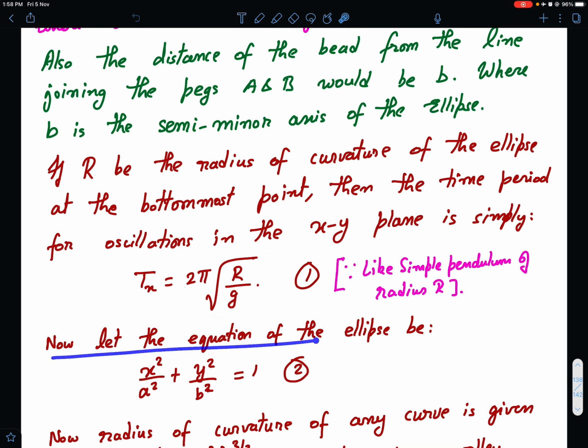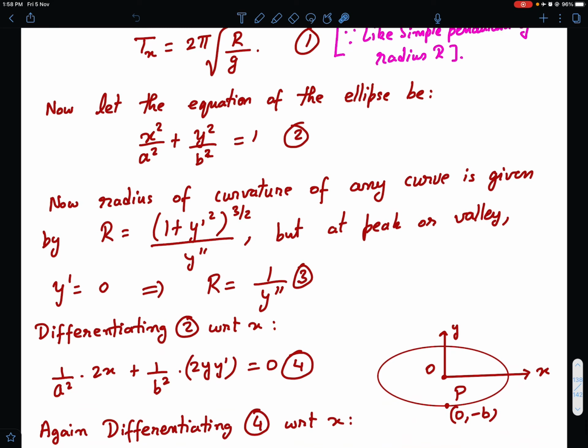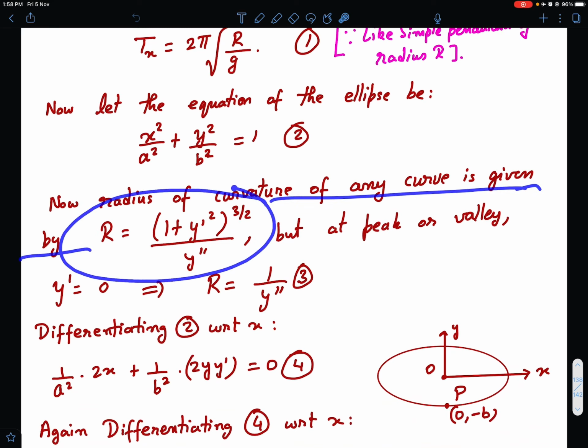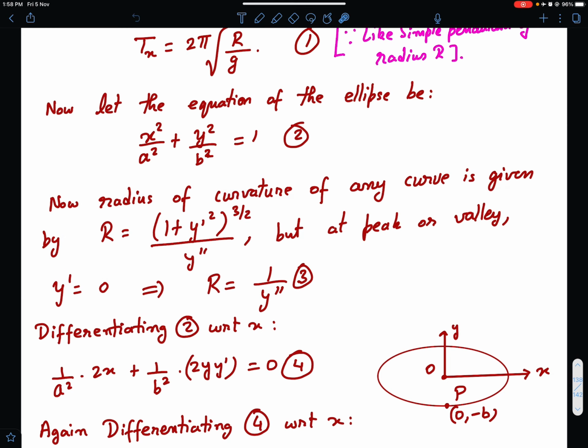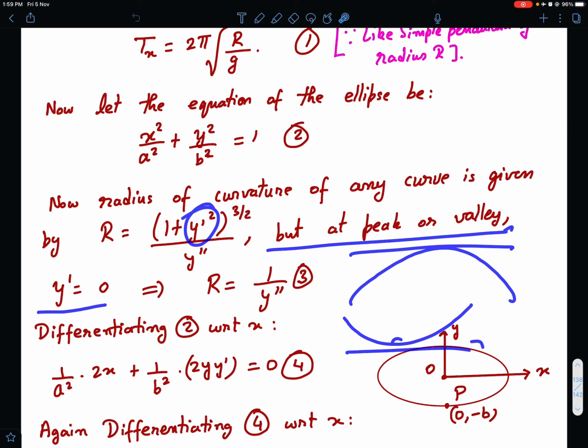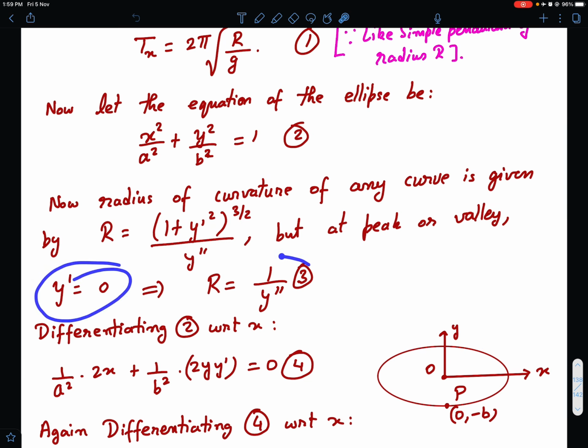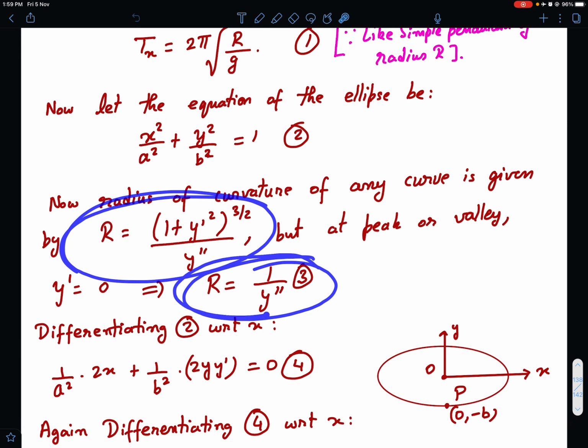So once I know the radius of curvature of the ellipse, I will be able to find out the time period in the x direction. Let's say the equation of the ellipse is x square by a square plus y square by b square equal to 1. That's the standard equation of the ellipse. Now the radius of curvature of any curve is given by this standard formula. You might have studied it in your basic mathematics, when you were doing calculus. Even if you have not studied it, you can memorize this formula. It's a useful formula in some of the problems. So the radius of curvature is 1 plus y dash square whole to the power 3 by 2, divided by y double dash. But at the peak or valley, y dash is 0. Whenever the curve has a peak or a valley, the first derivative is 0. So this formula simplifies to r is equal to 1 upon y double dash.